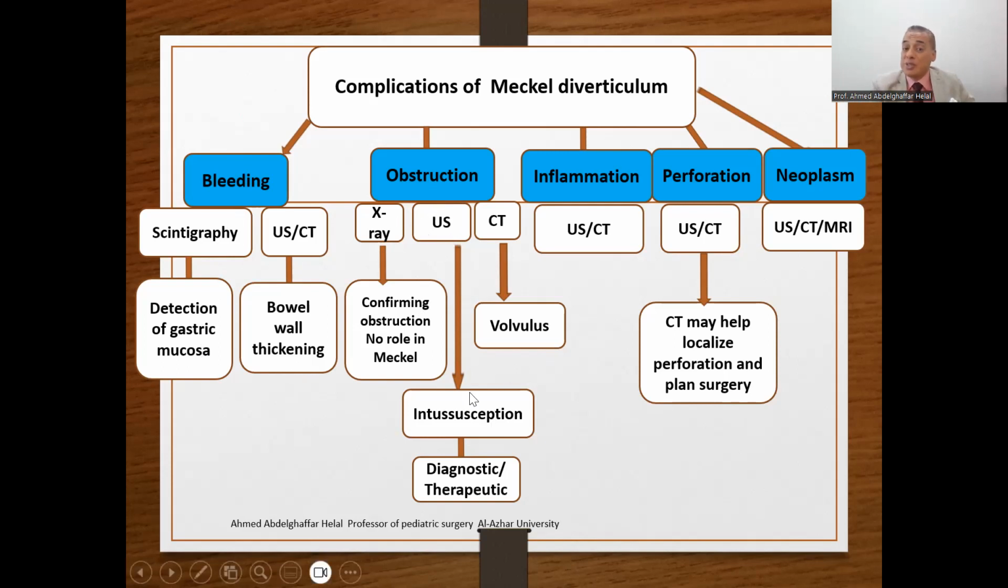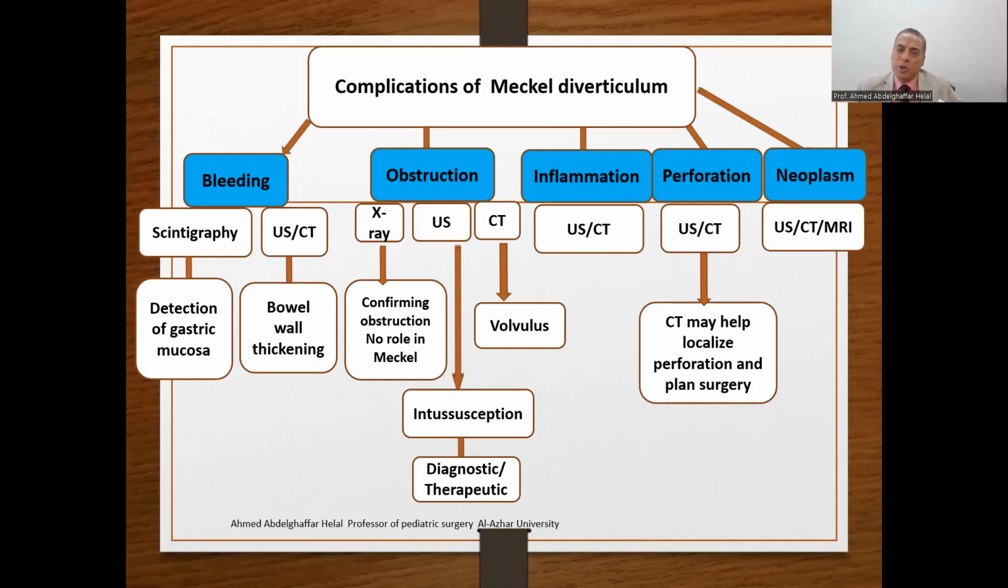Ultrasound may diagnose intussusception, and may be both diagnostic and therapeutic. CT may show volvulus. In inflammation, we can use ultrasound and CT. Sometimes in perforation, ultrasound and CT may localize the perforation and help plan surgery. In neoplasia, ultrasound, CT, and MR. All these investigations try to diagnose the problem.